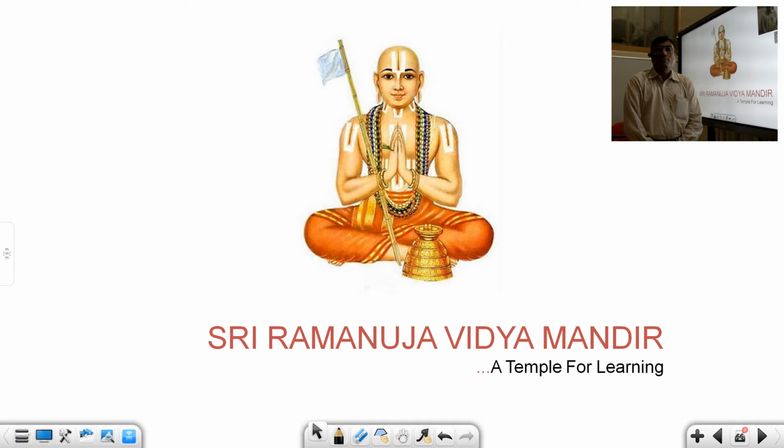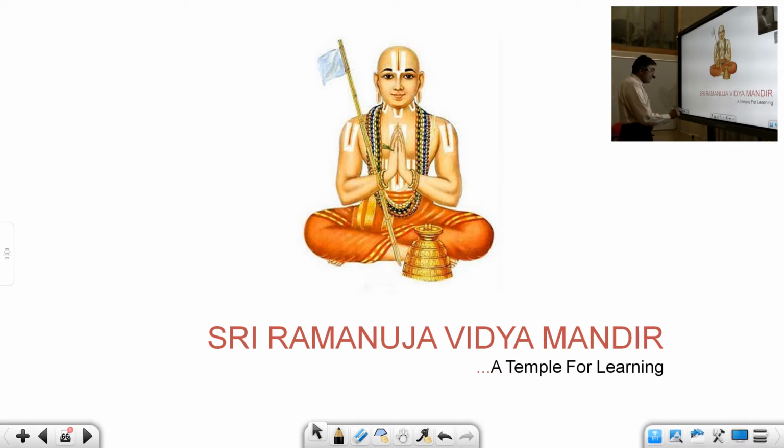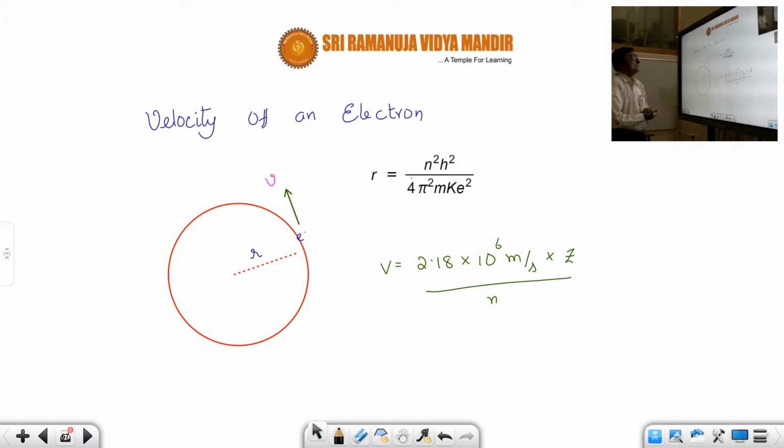In our previous session, we derived the radius of Bohr's orbit, and we solved some numericals associated with the radius of the orbit. Now, in today's class, we are going to learn about the derivation of the velocity of an electron in the Bohr's orbit and also the energy of the orbit. So let us see here, velocity of an electron.